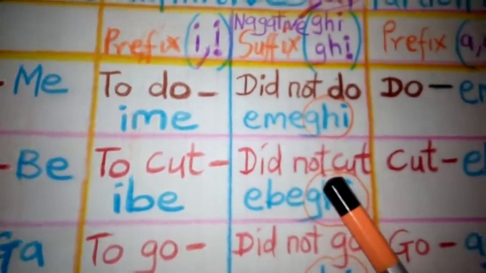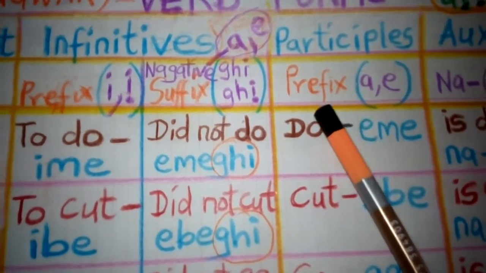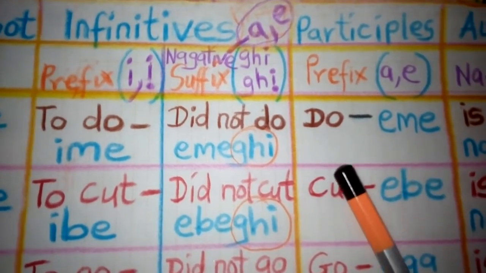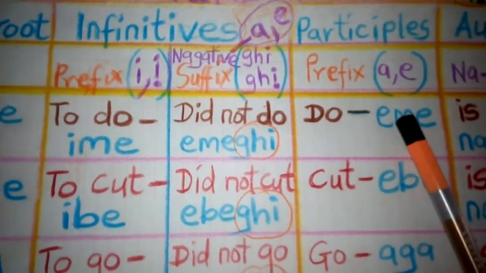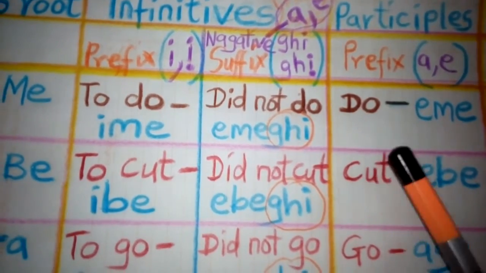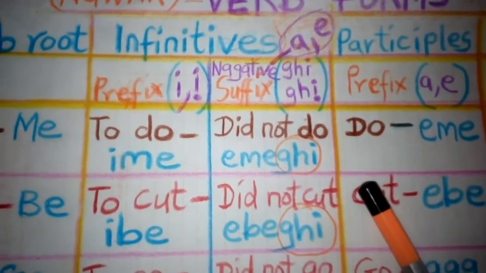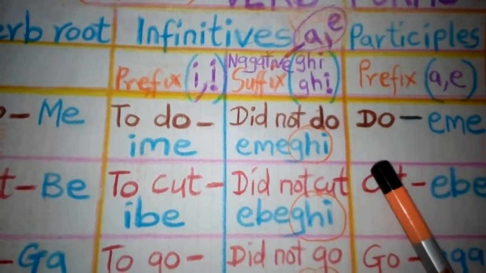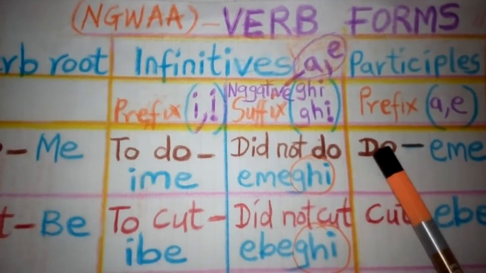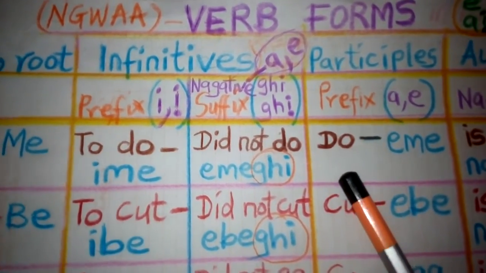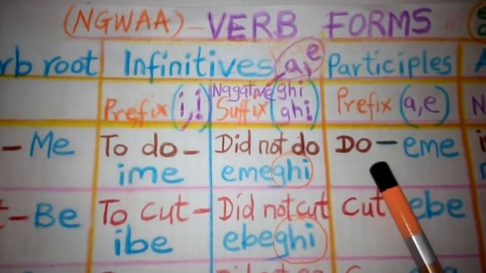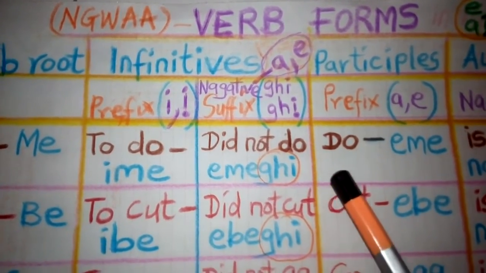So, just like a participle, it has a prefix a, just like a participle. The participle has a prefix a. So the difference between the negative infinitive and the participle is just the suffix, the re. All these prefixes and suffixes in the Igbo language are called Ngbakwunye.